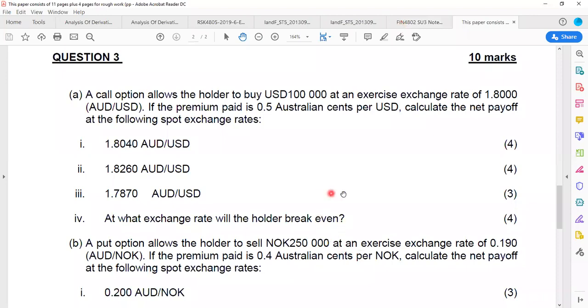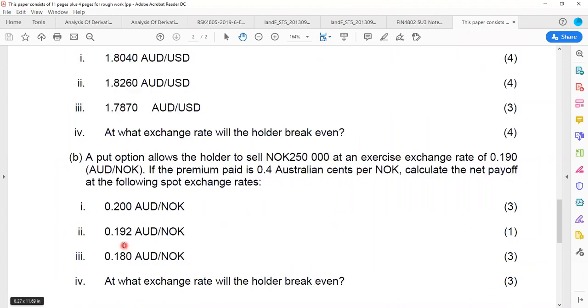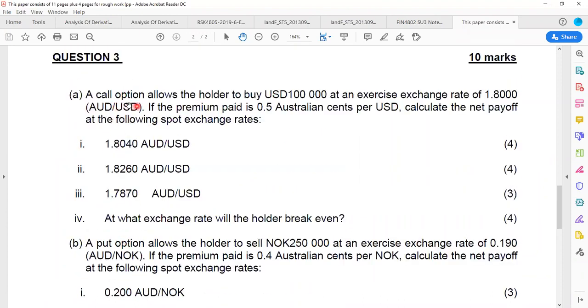I was just giving you a background as to what this call option or this put option is. So a call option would give you the choice to buy a given currency at an agreed rate in the future.